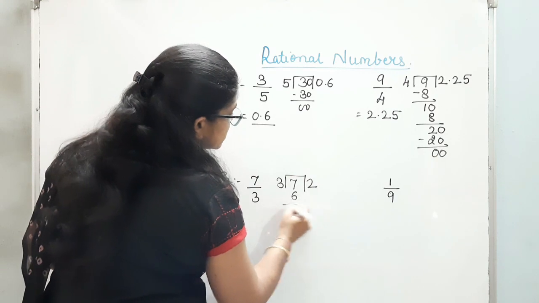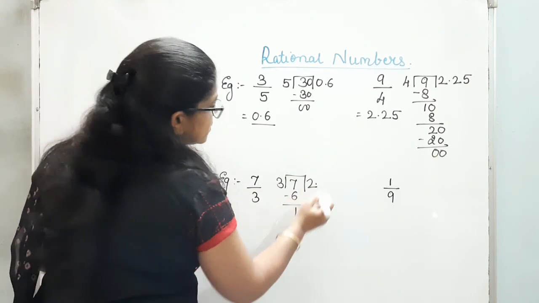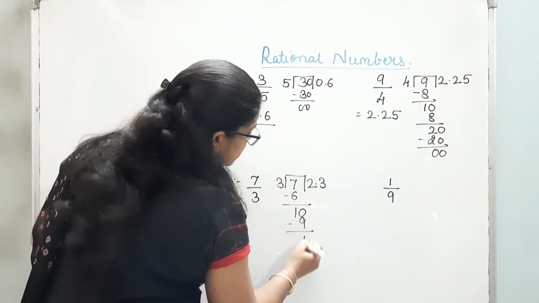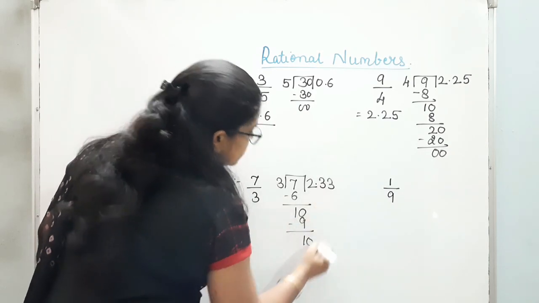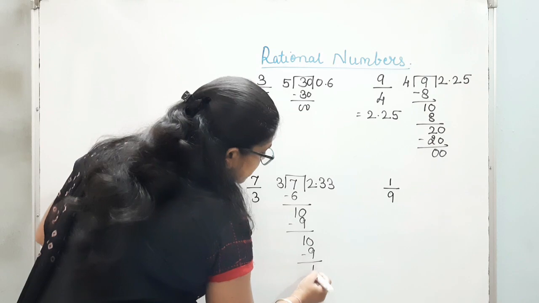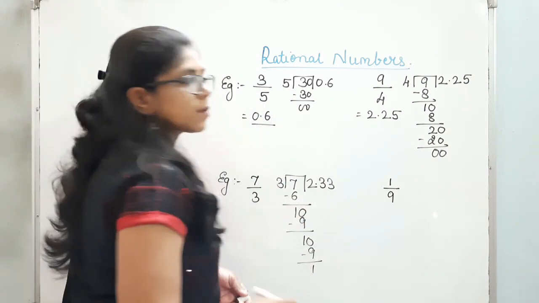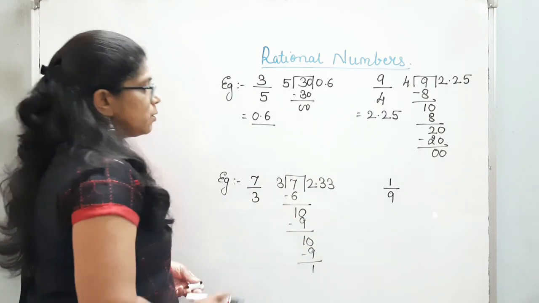I'll come here. 7 divided by 3. 3 2s are 6. Remainder 1. Decimal point, 0. 3 3s are 9. Remainder 1. Put 1 zero. 3 3s are 9. Remainder 1. So this 3 3 3 will continue. It will not get over.